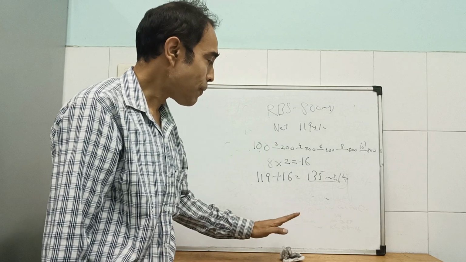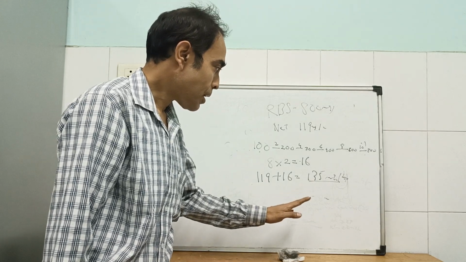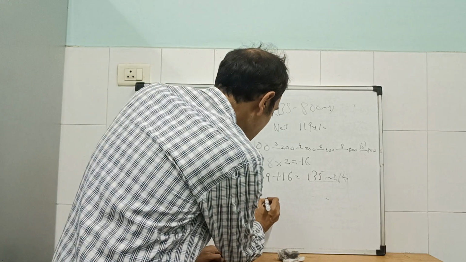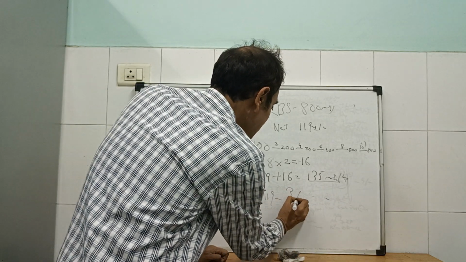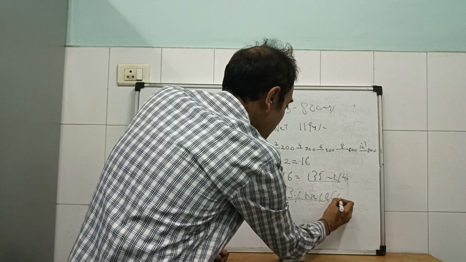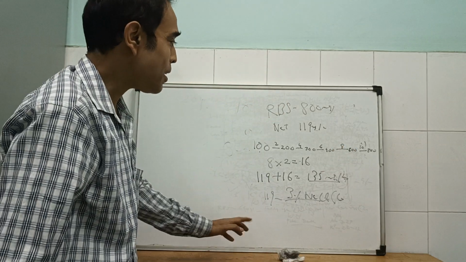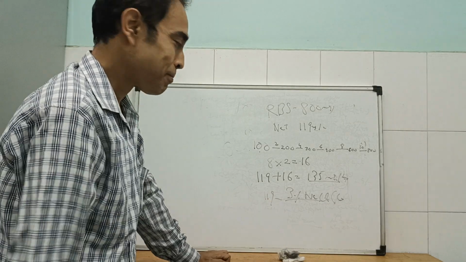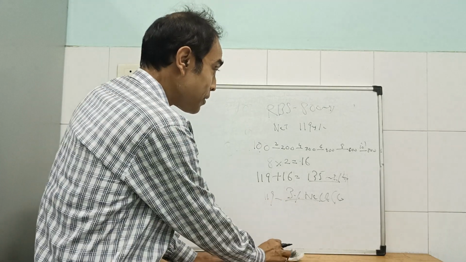So you don't have to correct 119 with 3% NaCl, which is a common error done in many of the ICUs, but it doesn't get better.